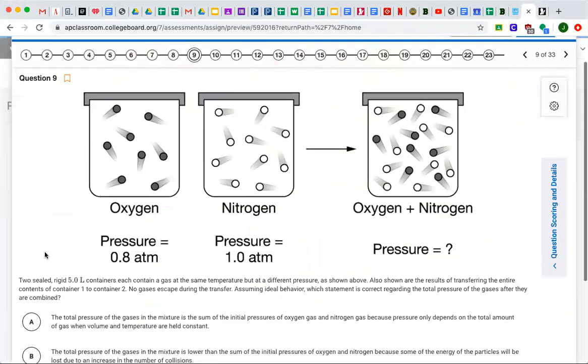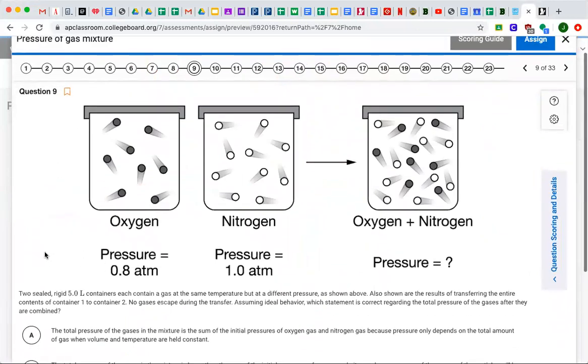Two sealed, rigid 5-liter containers each contain a gas at the same temperature but at a different pressure, as shown above. Also shown are the results of transferring the entire contents of container 1 to container 2. No gases escaped during the transfer. Assuming ideal behavior, which statement is correct regarding the total pressure of the gases after they are combined? Okay, same temperature, different pressure, and then they're combined into the same container. So this is assessing our understanding of Dalton's law of partial pressures. This should take us maybe a minute to go through, so we'll pause.